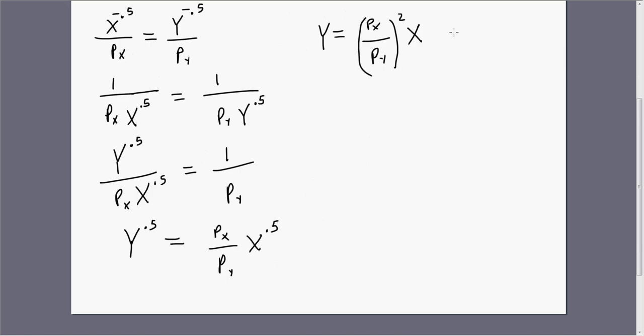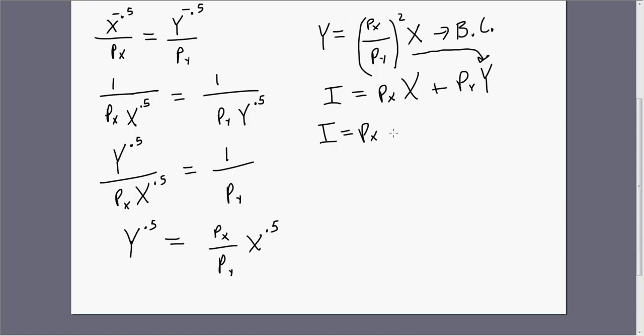We're now going to take this expression and plug it into the budget constraint. If you recall, the standard way of writing the budget constraint looks something like this. So wherever we see this Y, we're going to plug in this expression. So that all goes in here. Y, we're saying, is the price of good X divided by the price of good Y, all squared, then multiplied by X. We're going to solve this for good X, and once we do that, we have the demand function for good X.